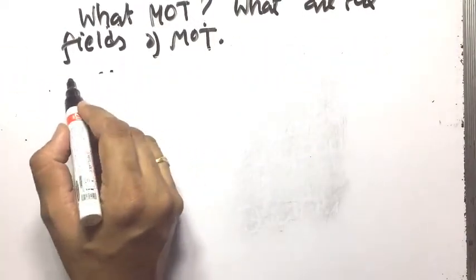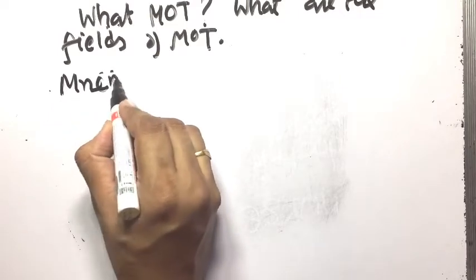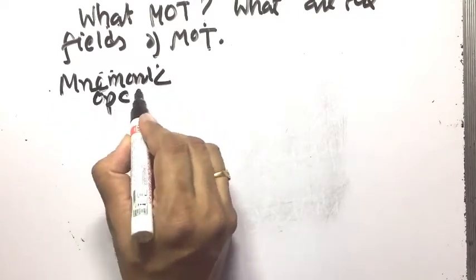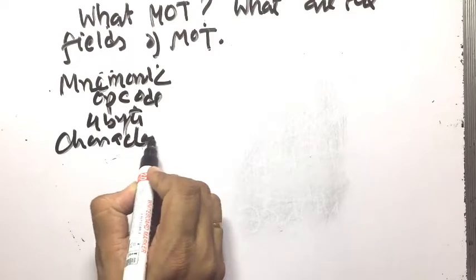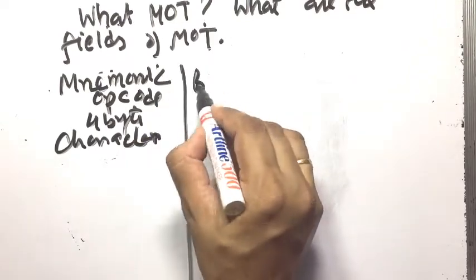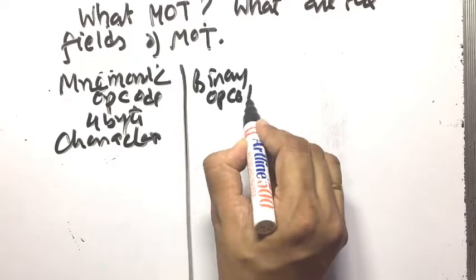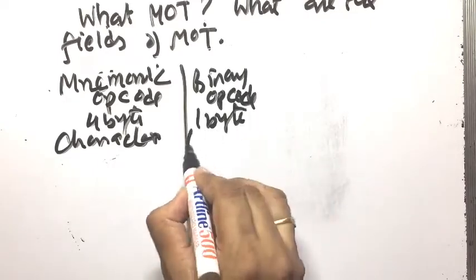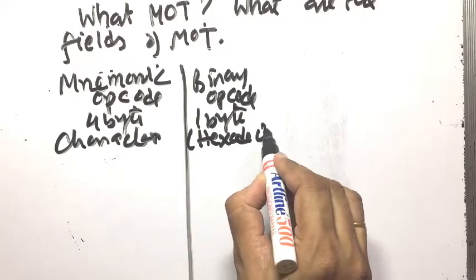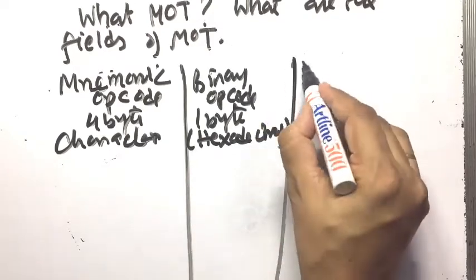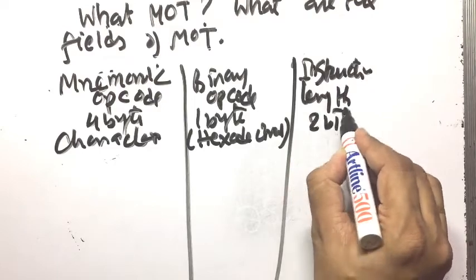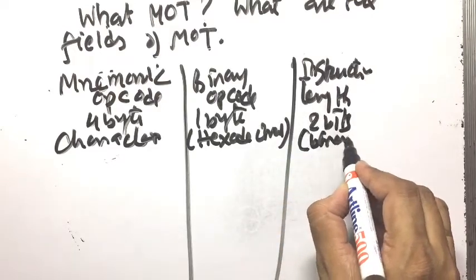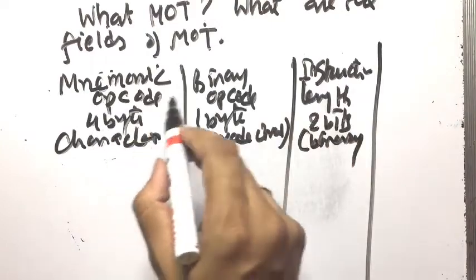Now the fields of MOT. What are the fields of MOT? MOT is 6 bytes. Its first field is the numeric opcode, a 4 byte character field. Next is the binary opcode, 1 byte, always in hexadecimal. Next one is instruction length, the length of the instruction, 2 bits in binary format. So 4, 1 and 2 bits.